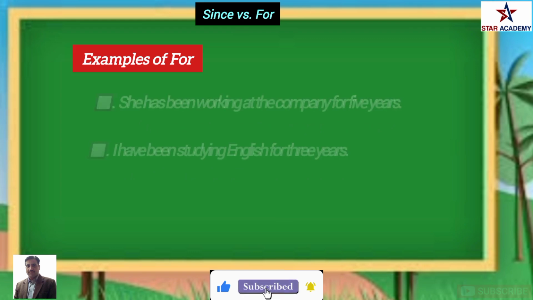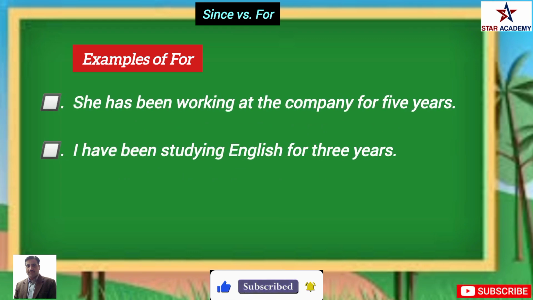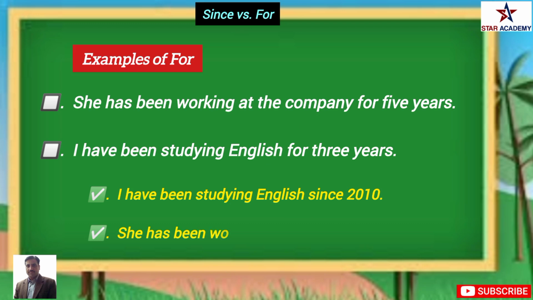In the previous examples of since, you saw that since is used to indicate a point of time, as in since 2010 and since 2015. But in the case of for, it does not indicate the point of time. Rather, it shows the duration. For example, here you can see she has been working at the company for 5 years. For is used to indicate the duration of 5 years. And I have been studying English for 3 years.